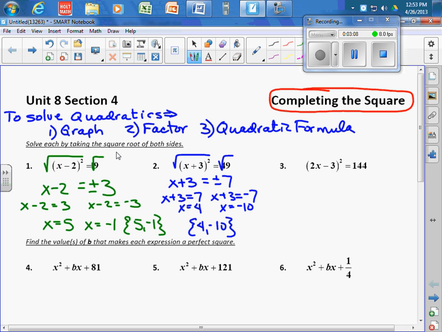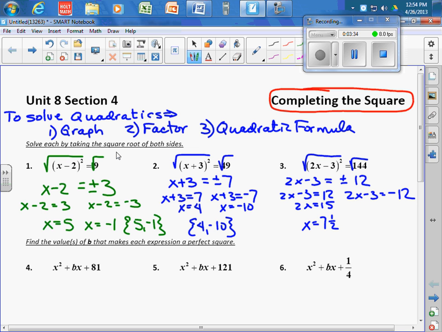So let's look at number 3. Taking the square root of both sides, I have 2x minus 3 is equal to plus or minus 12. So we write two equations. 2x minus 3 is equal to 12. 2x minus 3 is equal to negative 12, and solve each equation. So we're going to add 3 to both sides. We get 2x is equal to 15. x is equal to 7.5. Add 3 to the right side. We get 2x is equal to negative 9. x is equal to negative 4.5. So we have our two answers, 7 and 1/2 and negative 4 and 1/2.